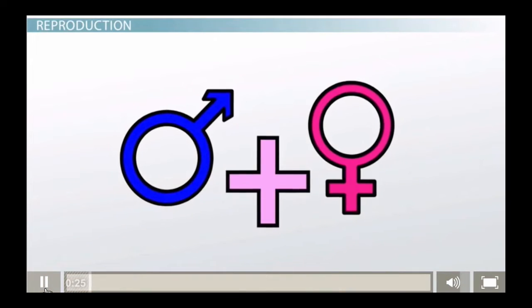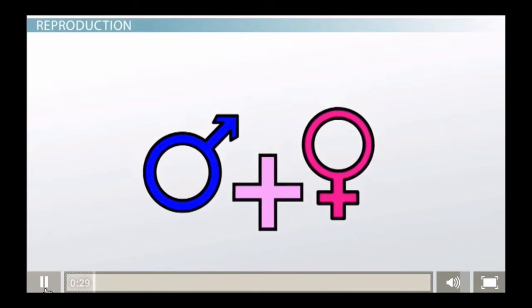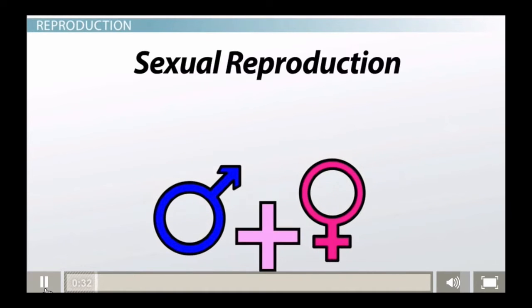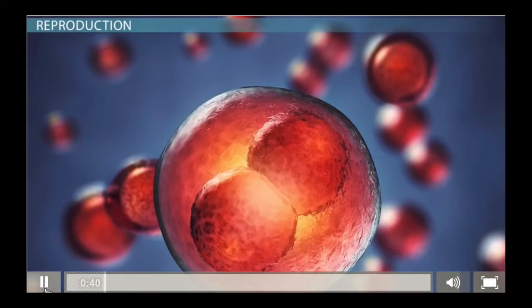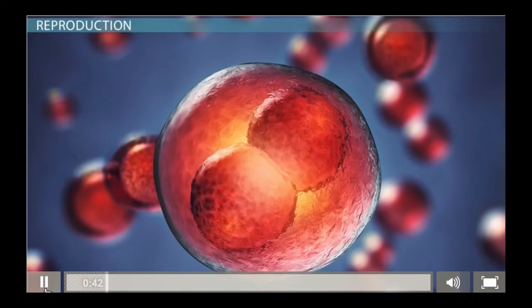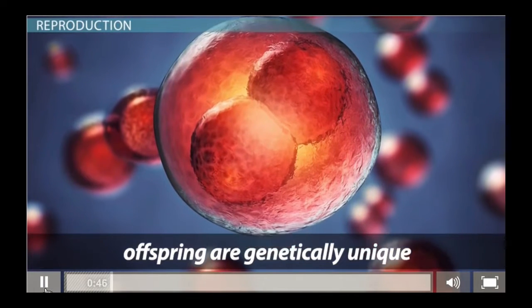Of course, there are some striking differences in the way organisms make offspring. There's sexual reproduction, which is a type of reproduction that requires two parents. In other words, it takes a mommy cat and a daddy cat to make a kitten. In sexual reproduction, genes are combined from both parents, so offspring are genetically unique.